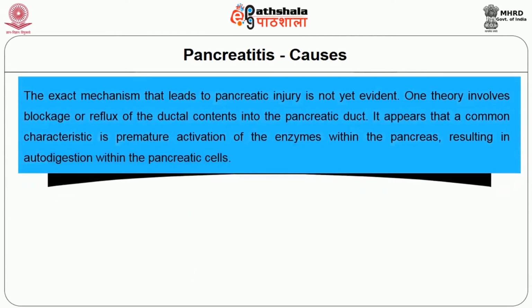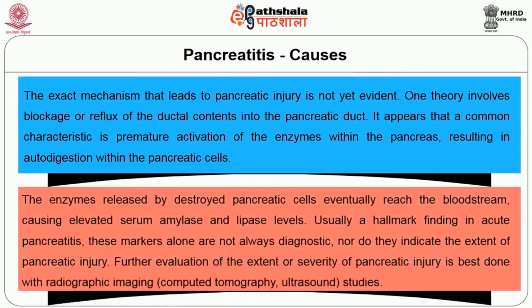The exact mechanism that leads to pancreatic injury is not yet evident. One theory involves blockage or reflux of the ductal contents into the pancreatic duct. It appears that a common characteristic is premature activation of the enzymes within the pancreas, resulting in autodigestion within the pancreatic cells. The enzymes released by destroyed pancreatic cells eventually reach the bloodstream, causing elevated serum amylase and lipase levels.